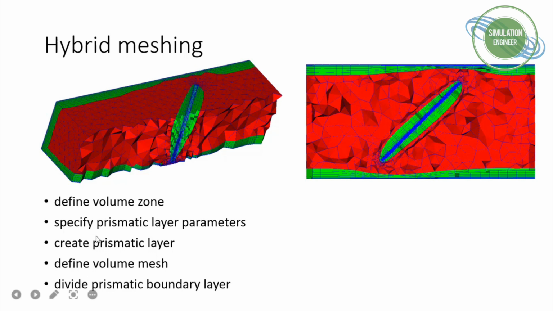And after defining the prismatic layer, we fill in the rest of the fluid domain with the volume mesh. The process is set up in a way in NGrid that you start first of all with the prismatic layer. First you define the complete total boundary layer thickness, then you define the volume mesh, which is shown here in the red color, and once you have these tetrahedrals and prisms connected, we will then refine our prismatic boundary layer.